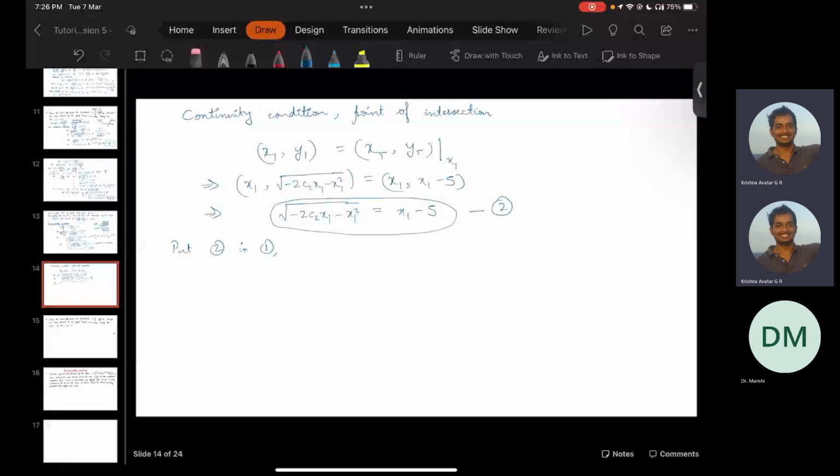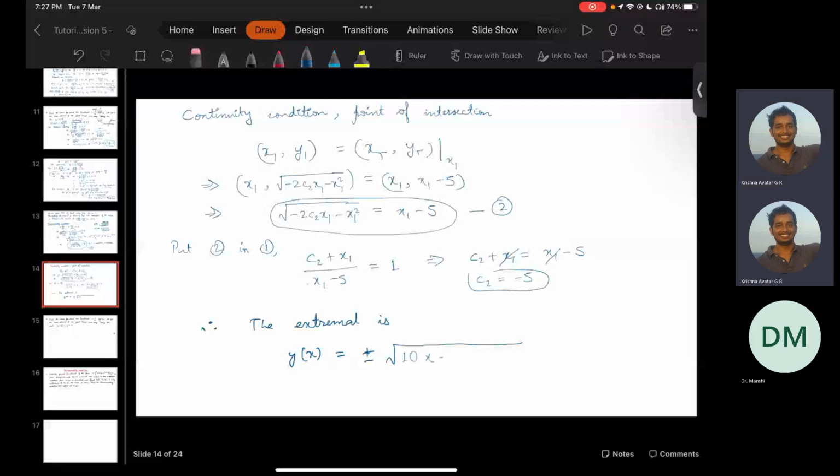And that was the only constant that we actually had to find in order to obtain the extremal to our problem, right? So we need to just substitute the value for c2. Therefore, the extremal is y of x equal to plus minus root over, minus 2 into minus 5 is 10 x minus x squared. So this was our solution.